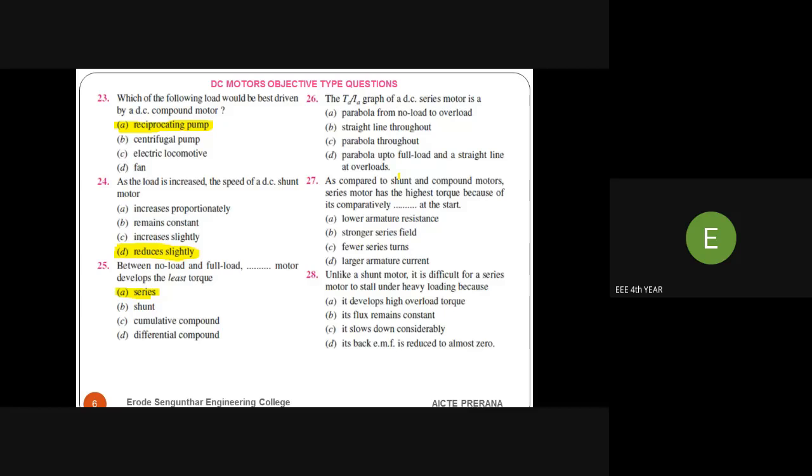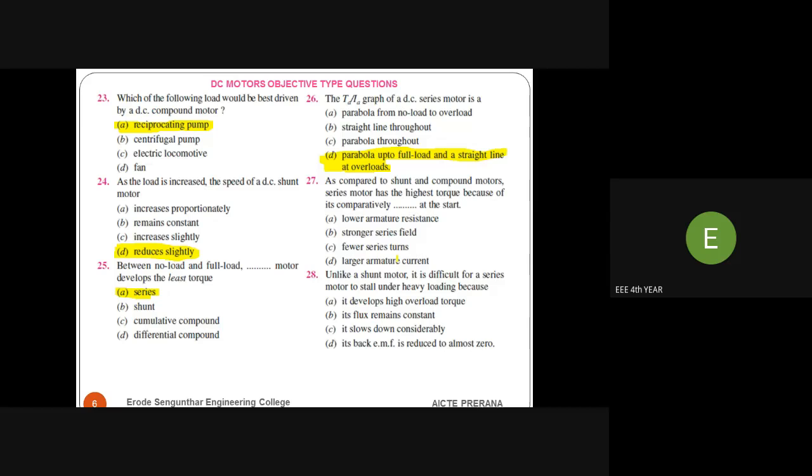Initially, the graph is in the form of a parabola up to the full load condition. After full load, it acts like a DC shunt motor. After the full load condition, the torque versus armature current graph is a straight line. Option D is the correct answer. That means initially it produces a high starting torque, and after full load the torque versus armature current cannot be changed.